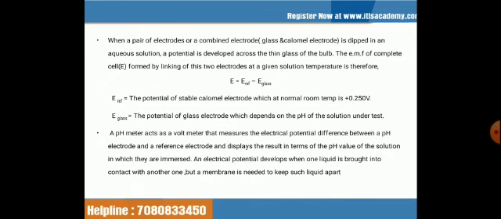A pH meter acts as a voltmeter that measures the electrical potential difference between the pH electrode and the reference electrode and displays this result in terms of the pH value of the solution in which they were immersed. That is, whatever solution we are taking, the difference between the electrical potential of the electrode and the reference electrode is measured in terms of pH. An electrical potential develops when one liquid is brought into contact with another one, but a membrane is needed to keep such liquids apart.